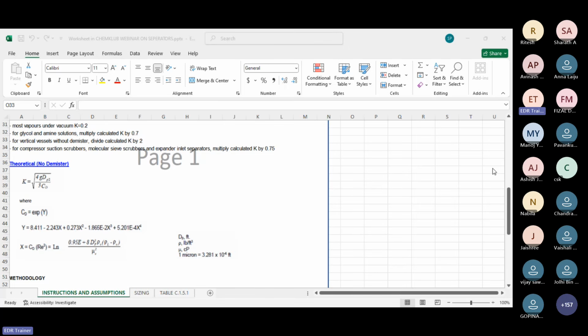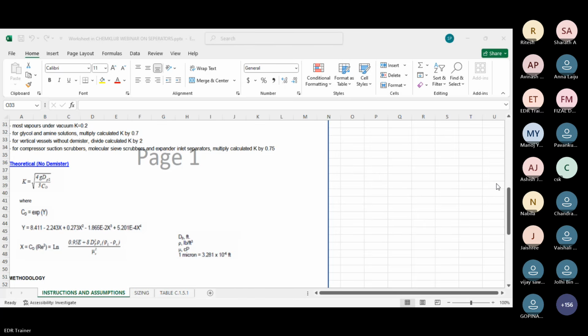Horizontal and vertical, which one is more efficient? I don't think one is more efficient; it depends upon the requirement, space, location, right? Temperature, pressure, what the gas flow rate and liquid flow rate will be. That will be defined for you.